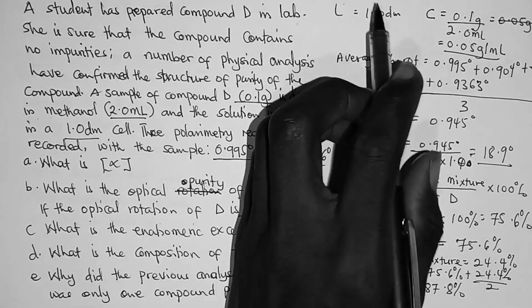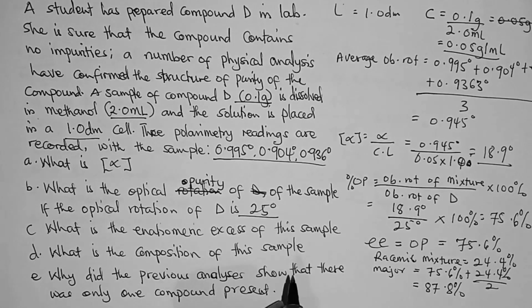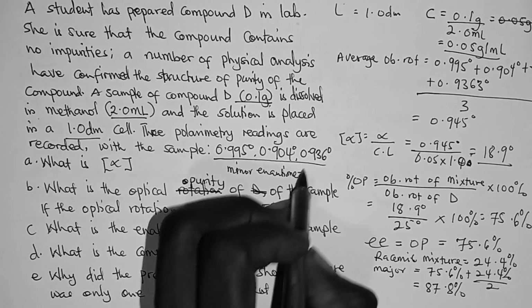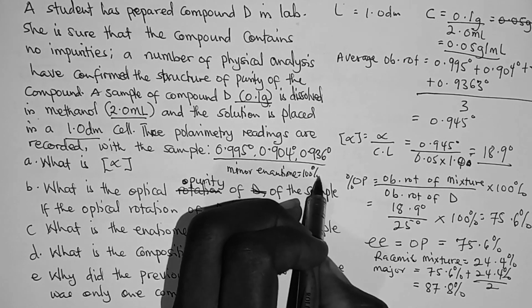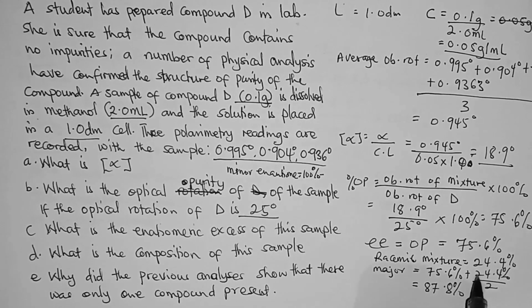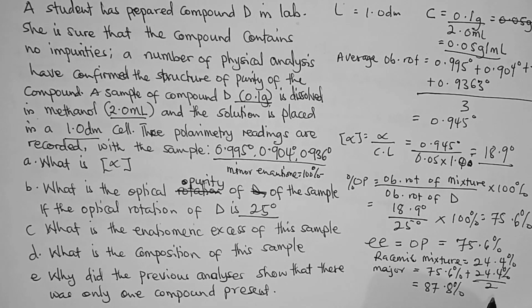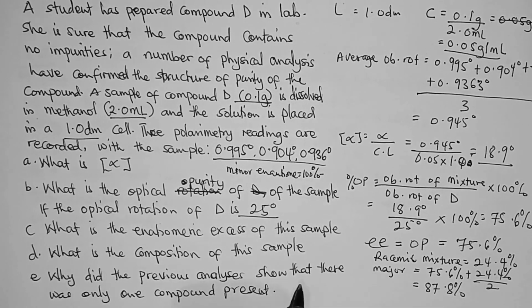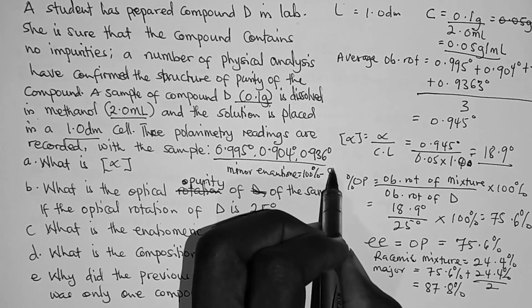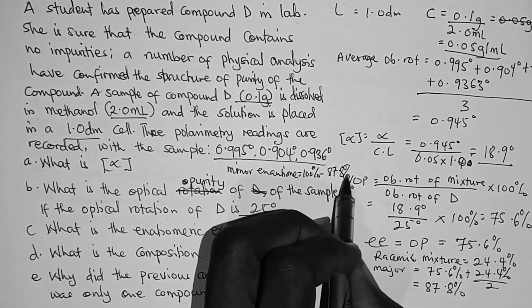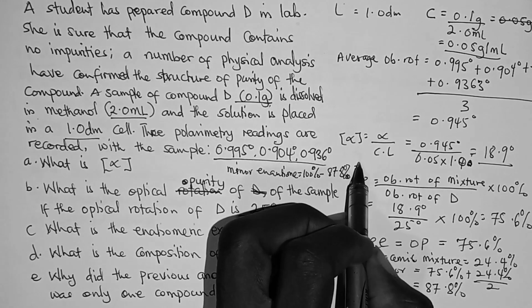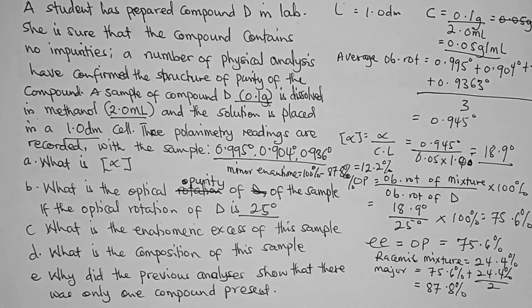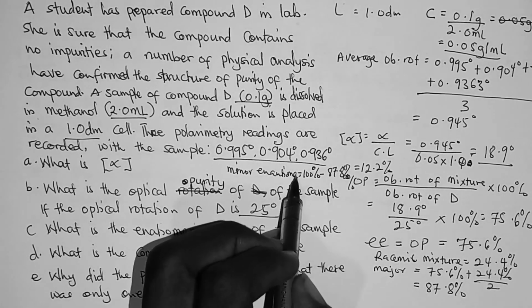Then let me do the minor enantiomer. It's going to be 100% minus the major enantiomer, which is 87.8%. And if you do that, you are going to get 12.2% for the minor enantiomer.